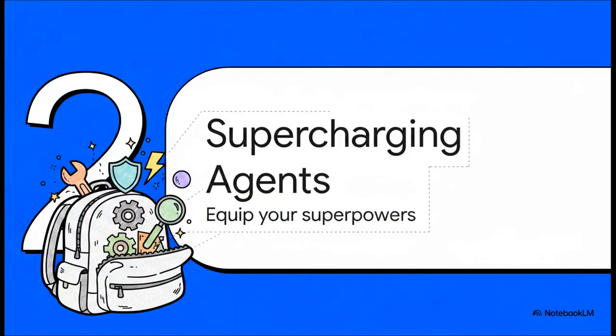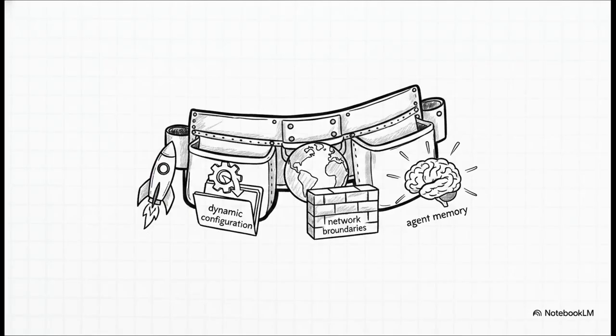Moving on to supercharging your agent, let's actually open up that backpack and check out the superpowers you can equip. These kits give your agent a massive, standardized tool belt. You get the power to seamlessly boot up background services using startup commands, drop in dynamic configuration files, set environment variables, and establish really firm network boundaries. You can even inject agent memory. That means the agent knows the rules of the road before it even takes its very first step.